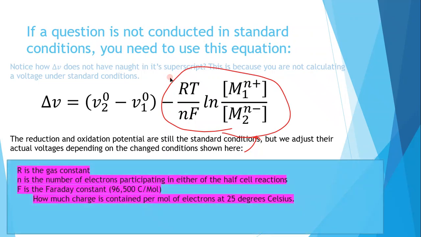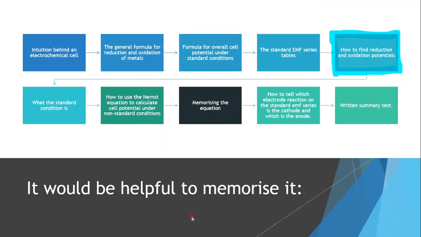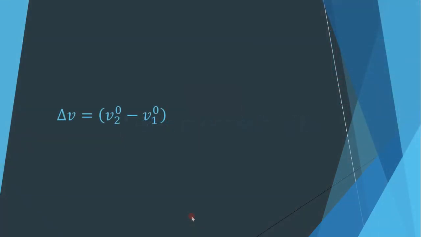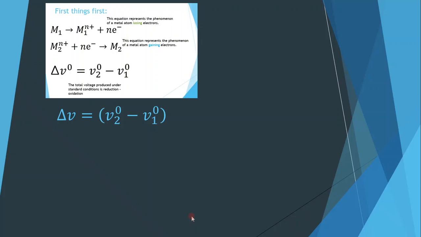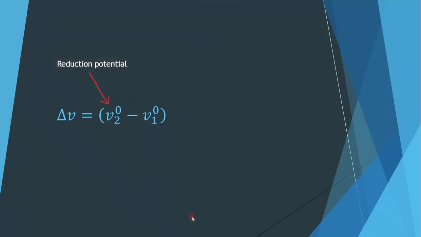we're conducting this experiment. So R is the gas constant, N is the number of electrons participating in either of the half cell reactions, F is the Faraday constant, which is just how much charge is contained per mole of electrons at 25 degrees Celsius. Alright, so it would be helpful to memorize this equation, so let's memorize it. So how do you remember this part? Because I don't like looking at the formula sheet at all.